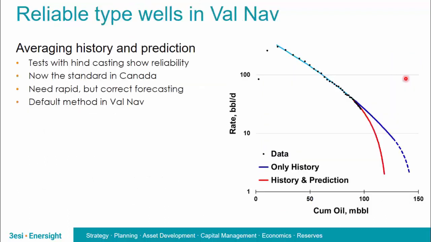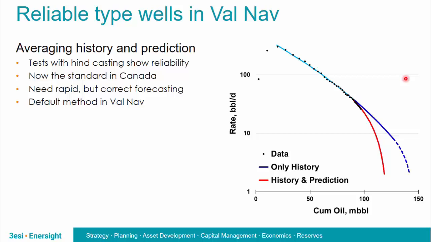We have studied type wells for 5 or 6 years intensively, and what we've found is that you obtain much better and much more reliable type wells if you average both history and prediction from your wells. We've done numerous hindcasting studies to show this, and you see this in the slide to the right.